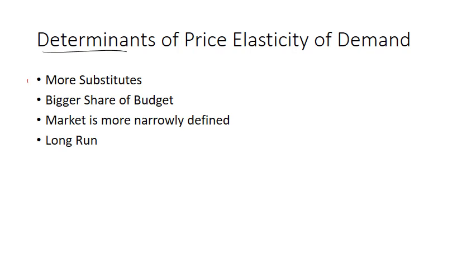So this first one here, more substitutes. The more substitutes that you have, the larger that you are going to expect the elasticity to be, all else held constant, right? More substitutes means that if the price goes up, it's pretty easy for the consumer to find another option. So you're going to expect to see that quantity demanded drops pretty precipitously.